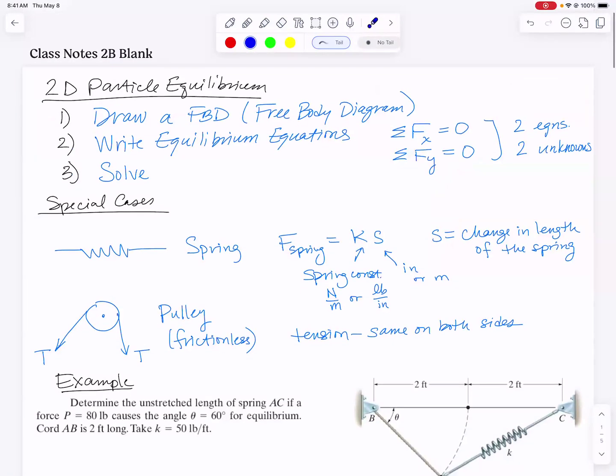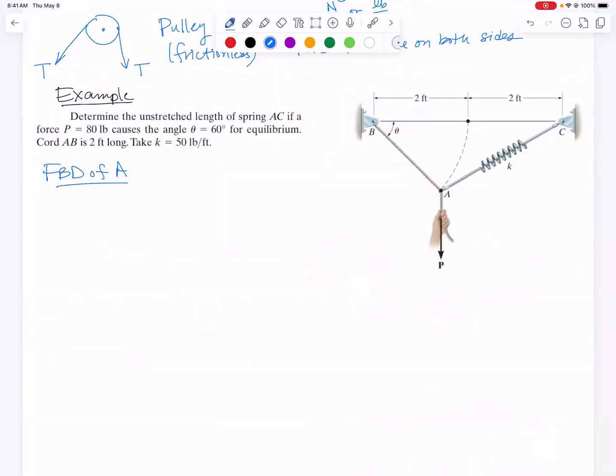The recipe says first draw a free body diagram, then write equilibrium equations, and finally solve. So we're only going to bring in information about our special cases when we need them, usually in the solving process. So free body diagram of A. Point A, it's just a dot. Pulling straight down on the dot is P of 80 pounds. Just write down the 80 pounds since we already know it.